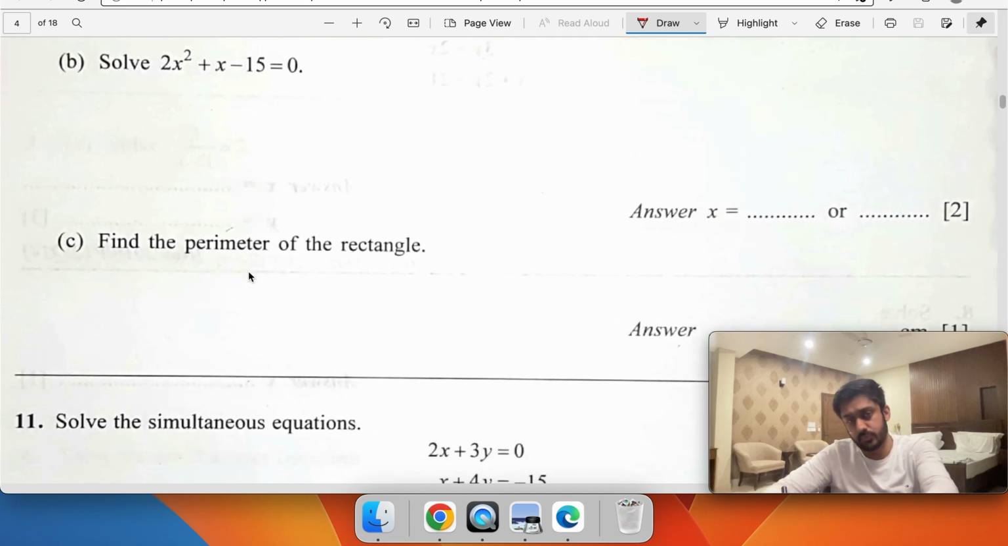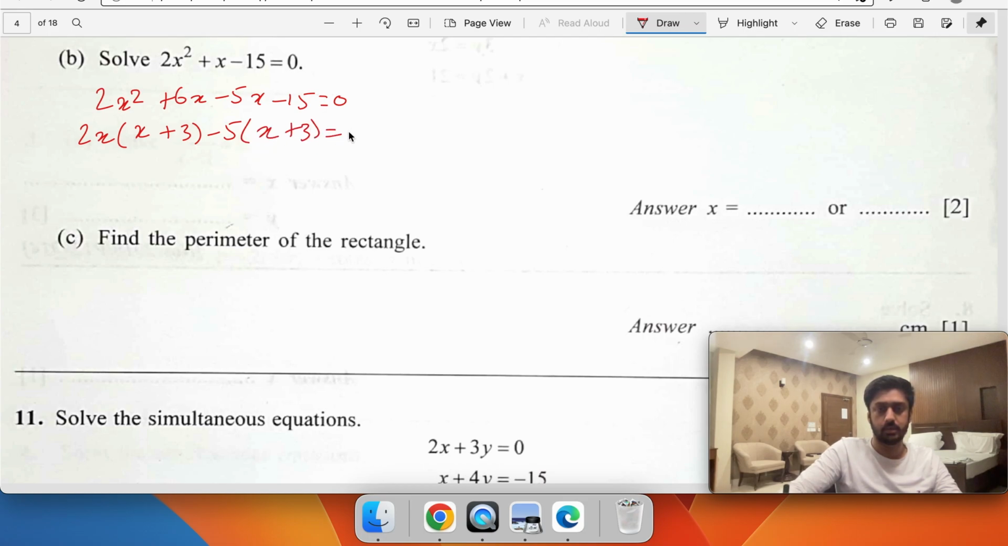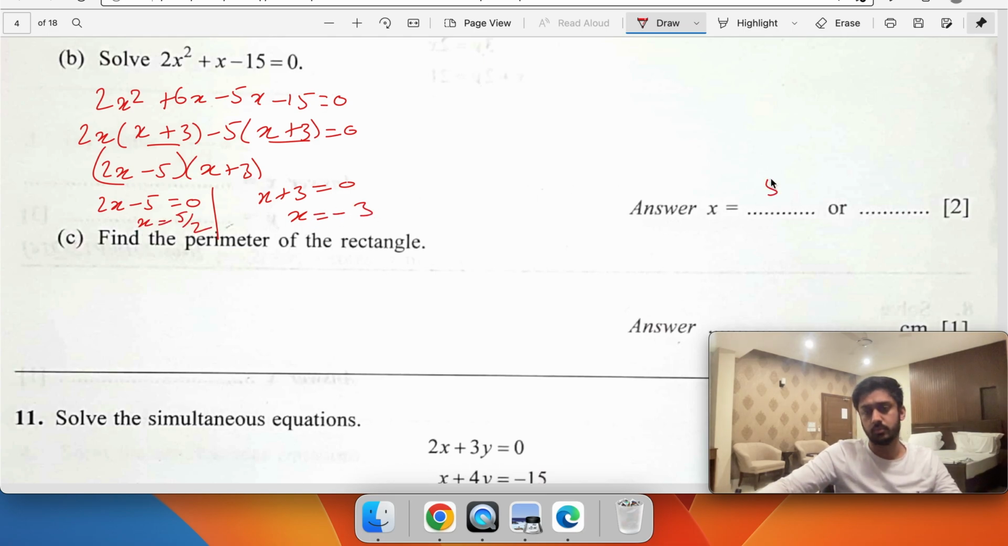Solve the equation. So it is mid-term breaking. 2 into 15 is 30 and 6 into 5 is 30. So 2x square plus 6x minus 5x minus 15 is equal to 0. 2x common, x plus 3, minus 5 common, x plus 3. Both the brackets are the same, so 2x minus 5 into x plus 3. First factor equal to 0, second factor equal to 0, so x is minus 3 and x is 5 by 2. 5 by 2 and minus 3.